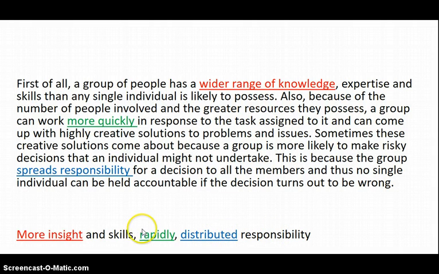Okay, so this is how I would change these three keywords from this whole paragraph. As you can see, we've got 1, 2, 3, 4, 5, 6, 7, 8, 9 lines, and we've managed to condense all these 9 lines into one very simple sentence using keywords and using synonyms for those keywords.